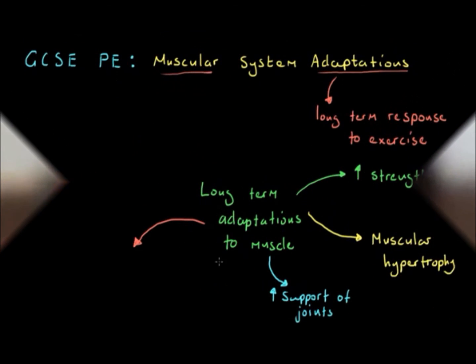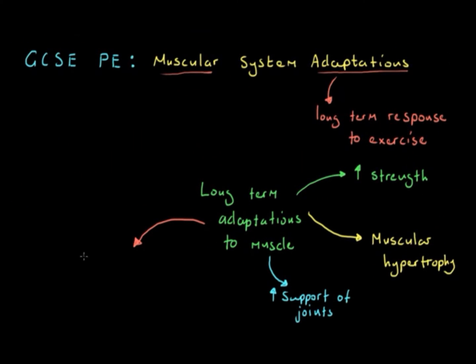The next thing is very simple: an increase in O2 supply, an increase in oxygen supply to the muscles. We know why this happens: because we require energy, we develop more capillaries, and our bodies become more efficient in getting oxygen to the muscles. So that is a long-term adaptation.